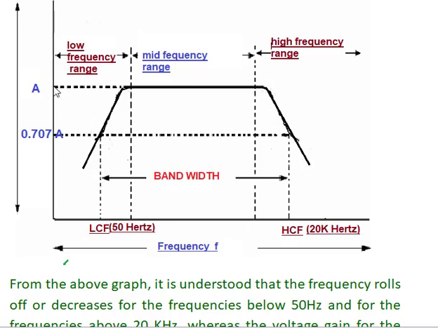This area is known as the lower cutoff frequency. This area is the mid frequency range. This is the high frequency range. This gain is known as the mid band gain. The RMS value is taken here, and a 0.707 times A line is drawn. So from this point to this point is taken as the bandwidth, that is the difference of the higher cutoff frequency and lower cutoff frequency. So this area is the lower frequency range, mid frequency range and high frequency range.